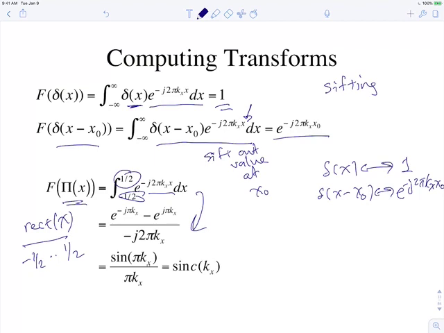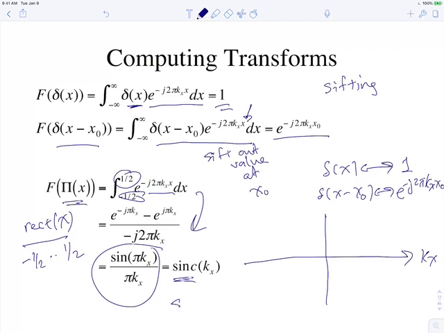Then if you do a little bit of algebra, you end up with this interesting thing, which is sine of pi kx over pi kx. This function is so important that we give it its own name, which is the sinc function. This is something you'll want to get familiar with, and let's plot what it looks like.